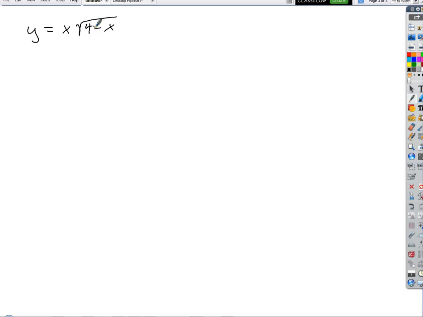Maybe let's just find everything for this function, right? So we want relative extrema, we want inflection points, et cetera, et cetera, et cetera.